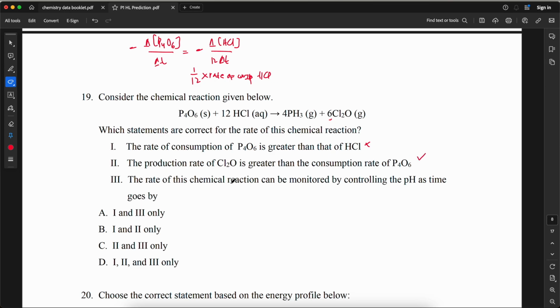The rate of this chemical reaction can be monitored by measuring the pH as time goes by. So the pH should increase, right, as the acid is consumed. So monitoring the pH change is a method that can be used to monitor the rate of reaction. Therefore, options 2 and 3 are correct.